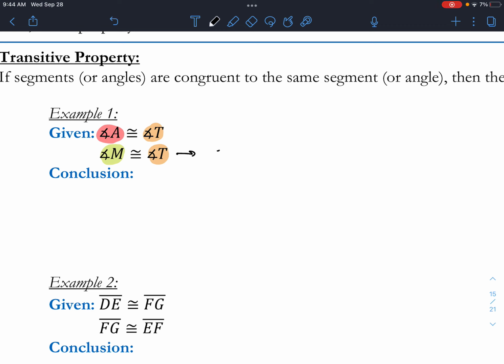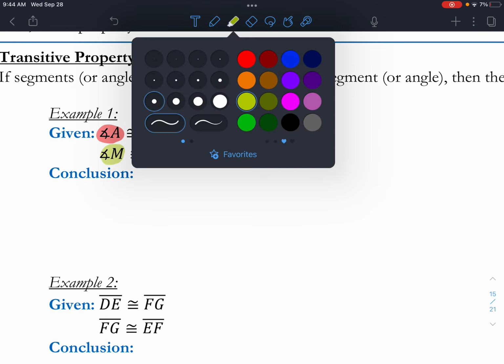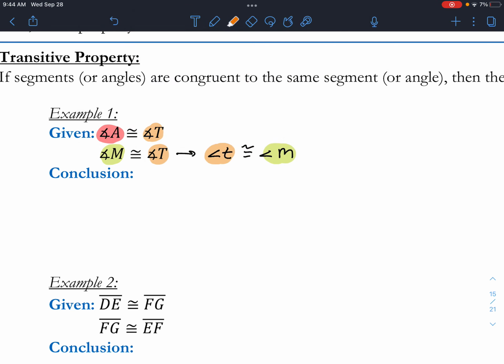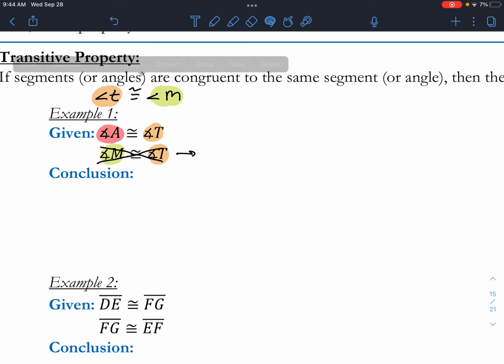If I was to flip-flop this, it would be angle T is congruent to angle M. And I'm going to come through and make sure I highlight those again, those similar colors that we had earlier. And then once I do that flip-flop, I like to cross off the original one so we can see just the two problems that we are given. And guys, from here, the chain rule starts working. If I at least move this so we can see these stacked on top of each other, I do now have the orange on both sides.